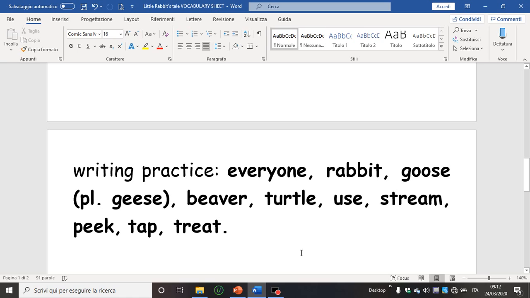Everyone, rabbit, goose, beaver, turtle, use, stream, peak, tap, treat. Now, please practice reading and writing these words. Imagine that you've got a dictation today. Imagine that. Okay? Ready?